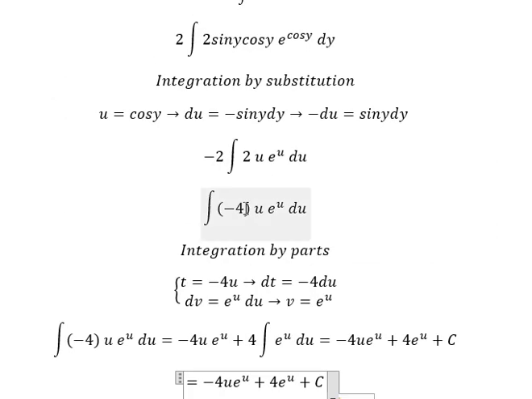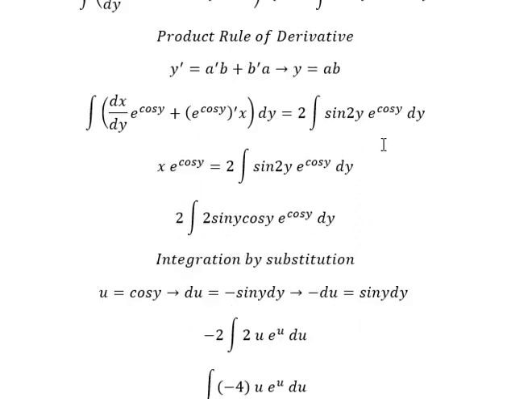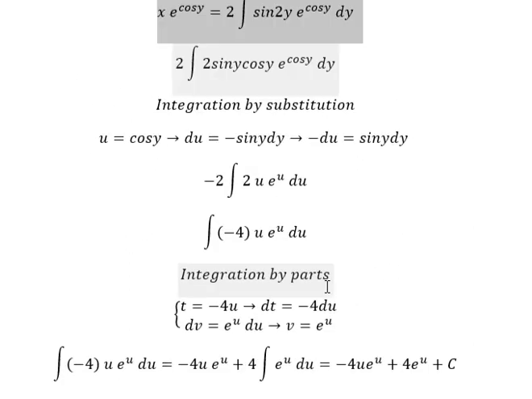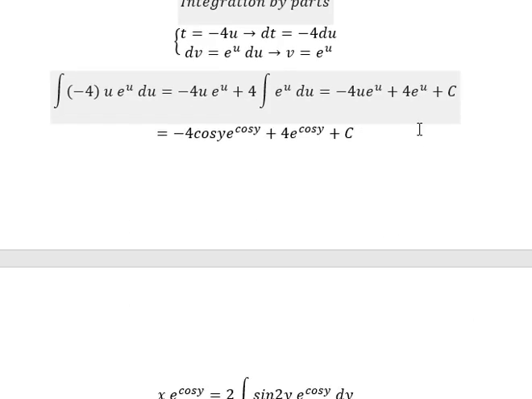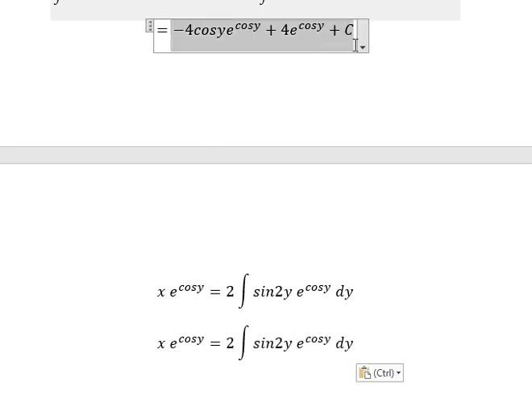About u, that is about cosine y. And now we need to go back in here. This one, that is about this one.